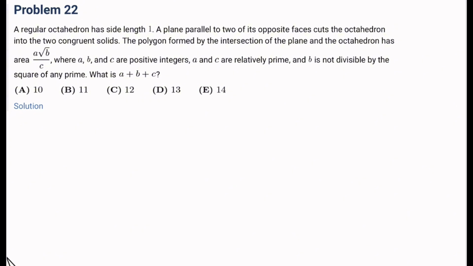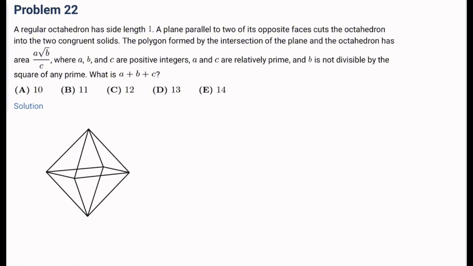Okay, so let's bring out the octahedron. It's going to look something like this. And here, we are going to have a plane that's parallel to 2 of its opposite faces. So let's say that it's parallel to these 2 faces, right?